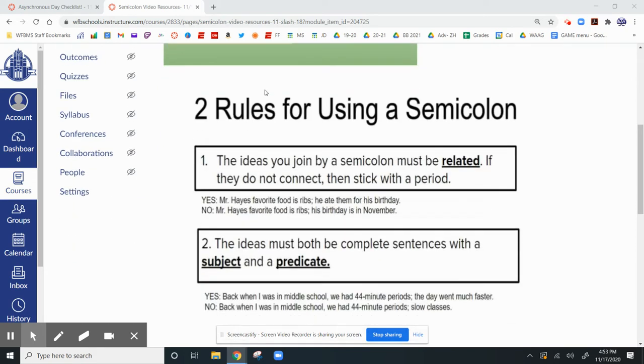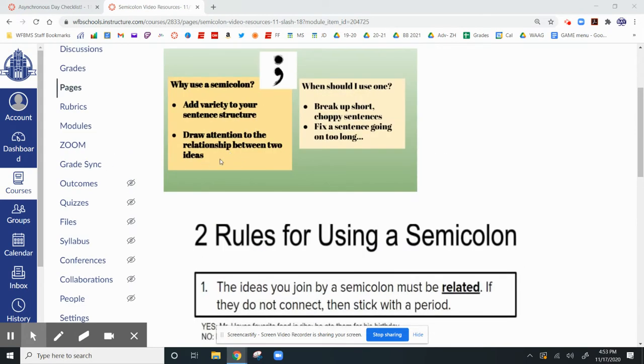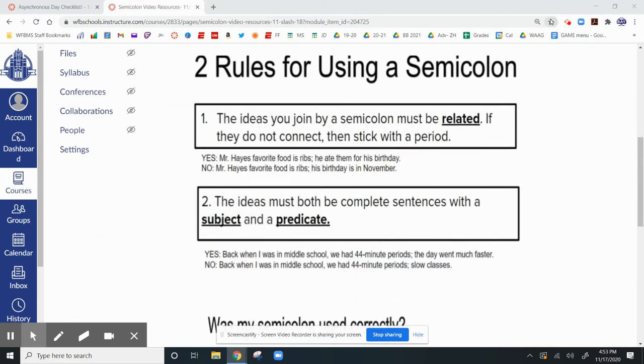We've got two rules that are musts for using a semicolon. They're non-negotiable. So you've got to have these two things checked off in order to use a semicolon in your writing. The first, if you are going to join two ideas with a semicolon, they must be related. That falls into one of the two reasons why we use it, to draw attention to that relationship between two ideas. They must be two related thoughts. If they do not connect, you have to stick with a period.